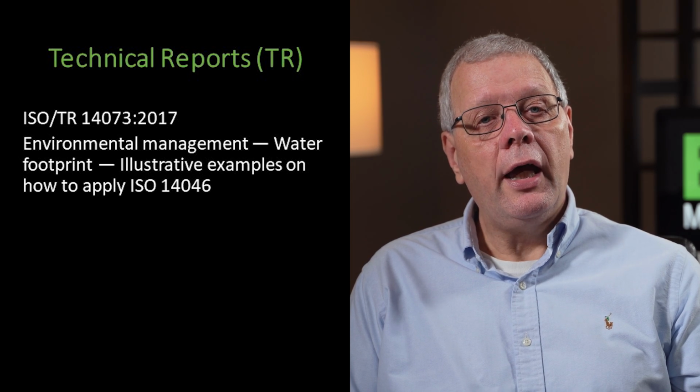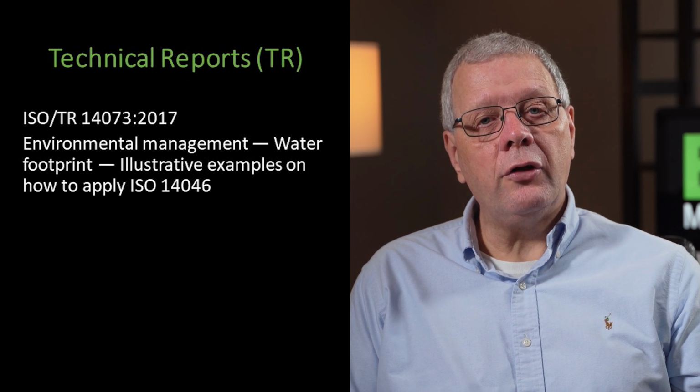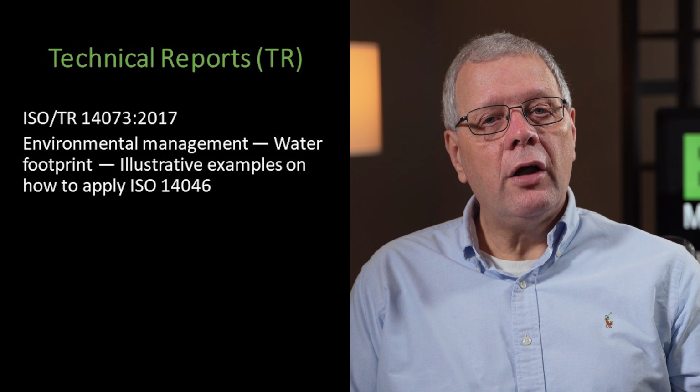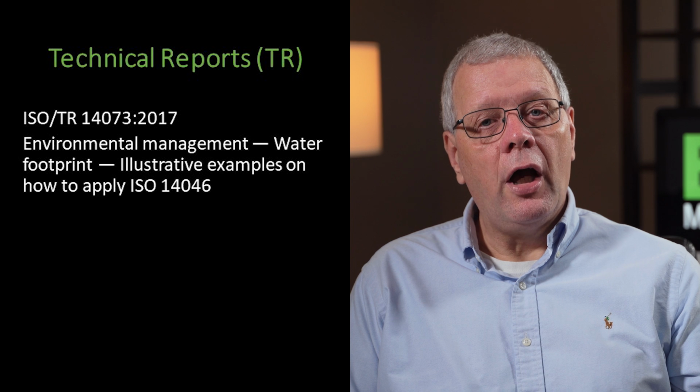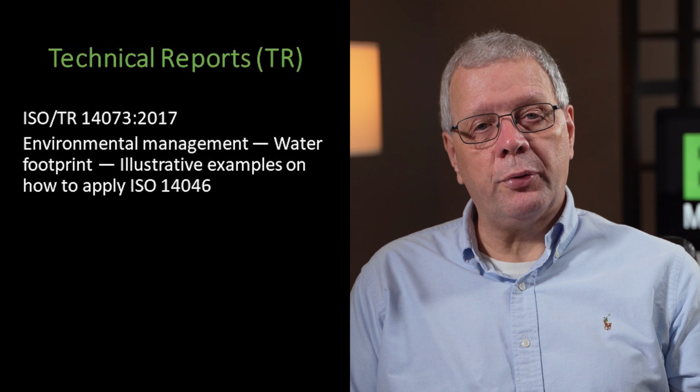A technical report contains information of a different kind from the previous 2 publications that we've looked at. It may contain data obtained from a survey, for example, or from an informative report or information on the perceived state of the art. An example of a technical report is ISO TR 14073-2017, which relates to illustrative examples on how to apply ISO 14046 to water footprinting.